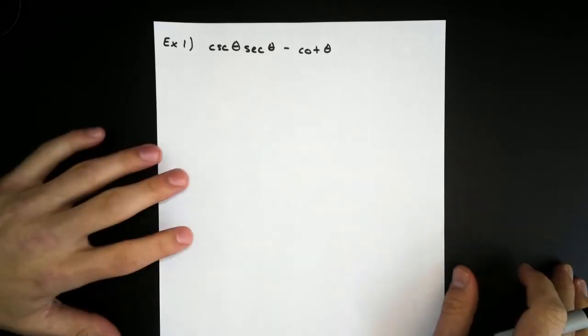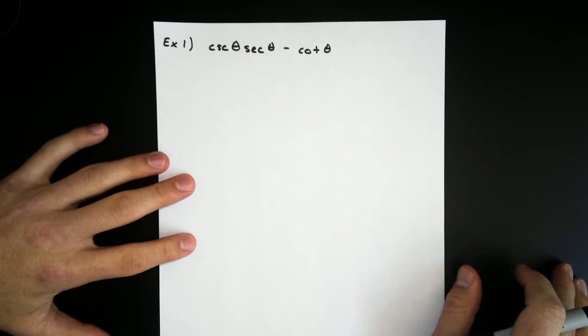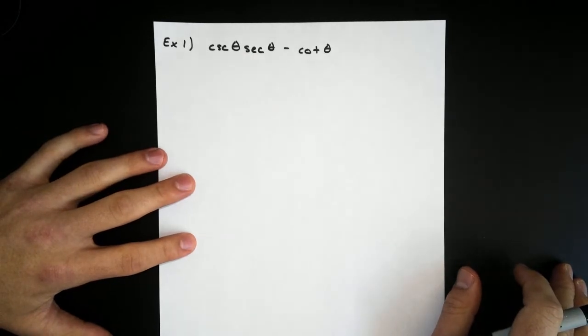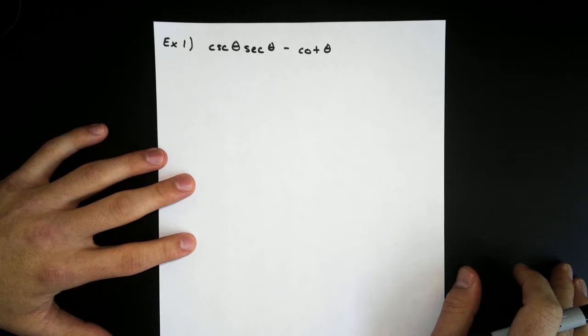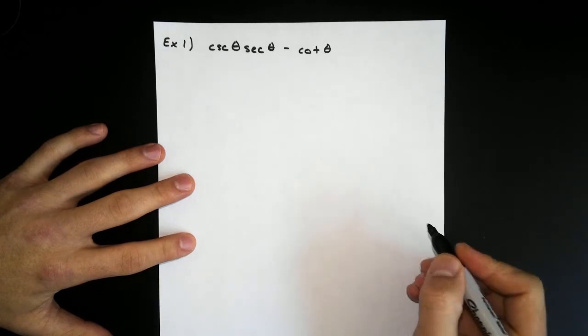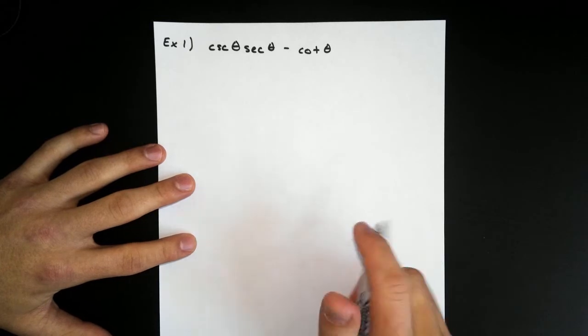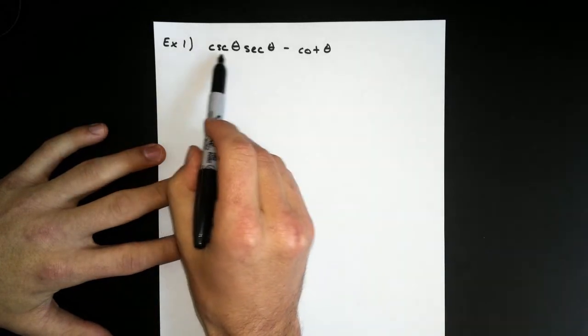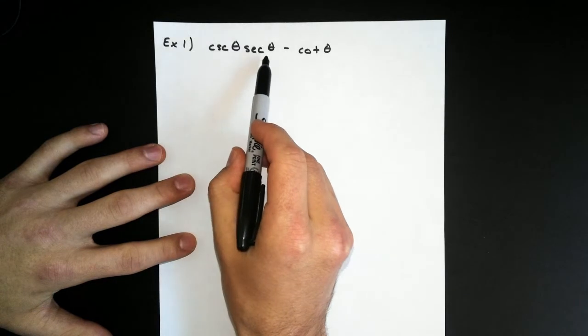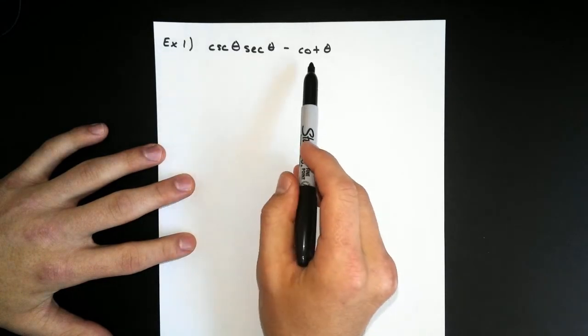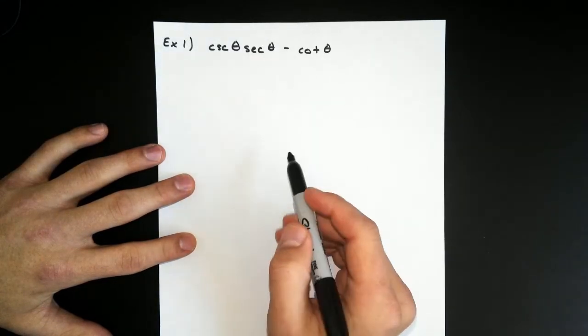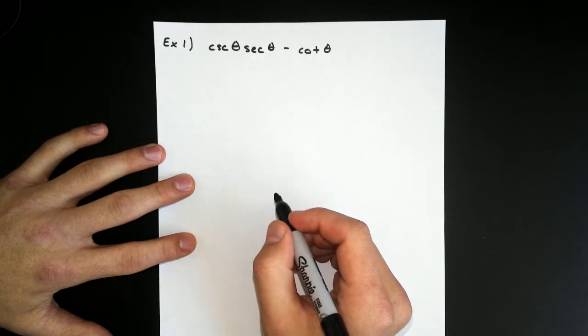Once everything is in sine and cosine, we can normally combine some things together, or we get some trig functions that cancel each other out. But that is a good method to try right away, and it's actually the one we're going to use for this first example. So here I have the cosecant of theta times the secant of theta minus cotangent of theta, and I want to simplify this as much as possible.